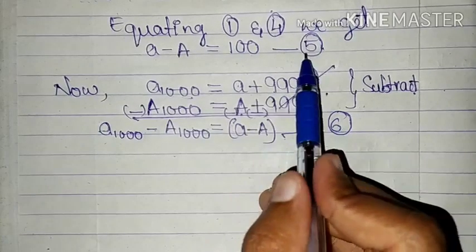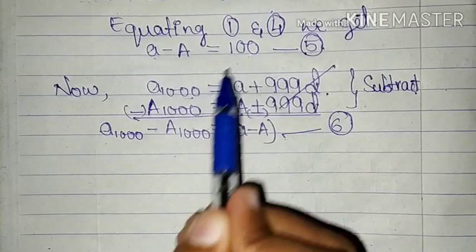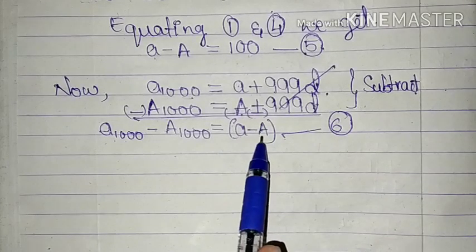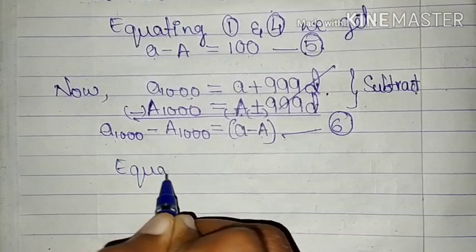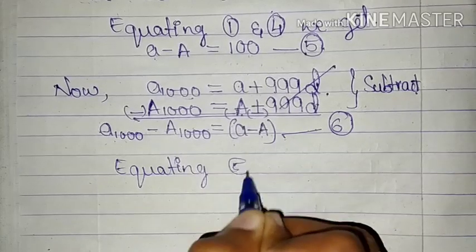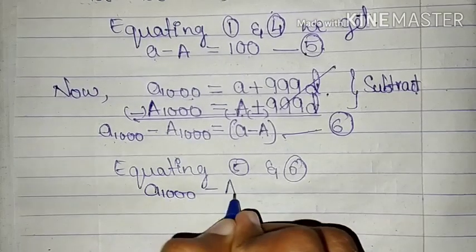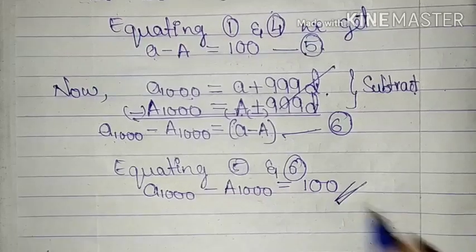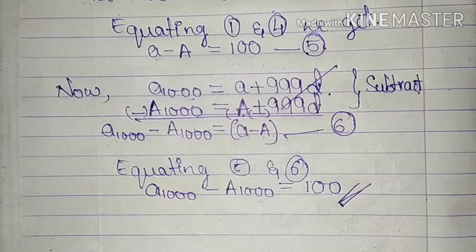Now, look here. In equation 5, we have small a minus capital A is equal to 100. Also here, a1000 minus capital A1000 is equal to a minus capital A. I can equate these equations, right? Equating 5 and 6, a1000 minus capital A1000 is equal to 100. So we got the difference between the 1000th terms of both the APs is equal to 100.